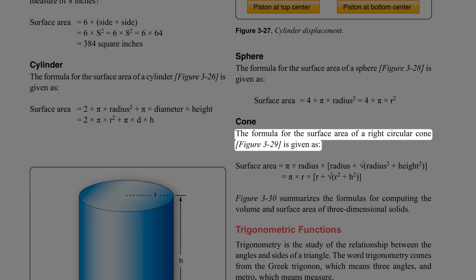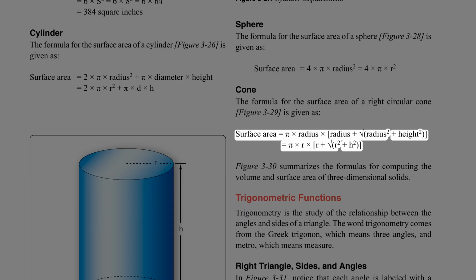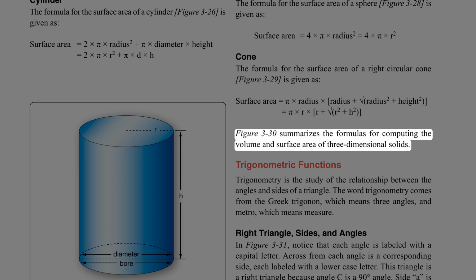The formula for the surface area of a right circular cone, Figure 3-29, is given as surface area equals pi times radius times the quantity radius plus the square root of radius squared plus height squared. Figure 3-30 summarizes the formulas for computing the volume and surface area of three-dimensional solids.